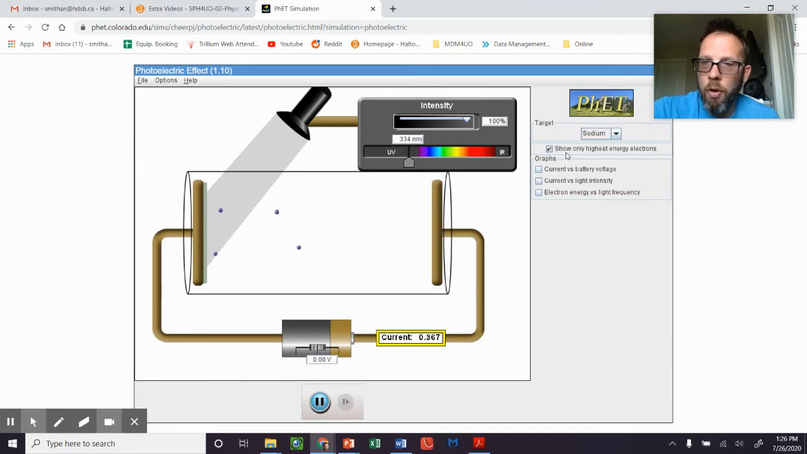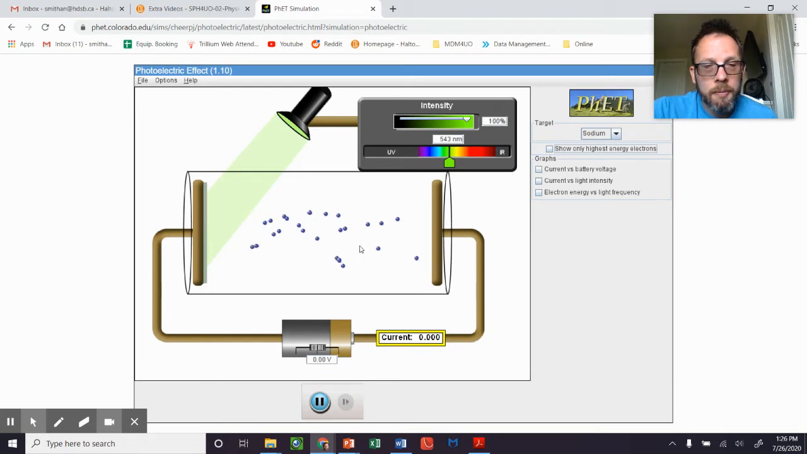Let's look at all of them. Let's drag it down a notch. So let's shine blue light on here. Blue light doesn't have as much energy as the violet light, but it's still producing photoelectrons. Let's try green light. Green light has lower energy, and it doesn't look like it has enough energy to emit any electrons. Yep, doesn't look like it.